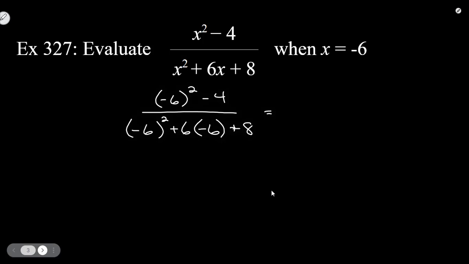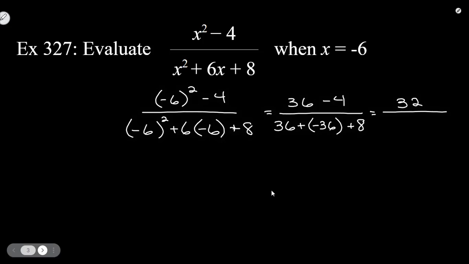So here's where we have to be a little bit careful. Negative 6 squared means negative 6 times negative 6, that is 36. And then we have minus 4. In the denominator, we have negative 6 squared again, so once again, that is 36. Plus 6 times negative 6 is going to be negative 36. And then we have plus 8. In our numerator, 36 minus 4 is 32. 36 and a negative 36 are going to cancel each other out, so we have 8 in the denominator, and then when we take 32 divided by 8, we're going to get 4.